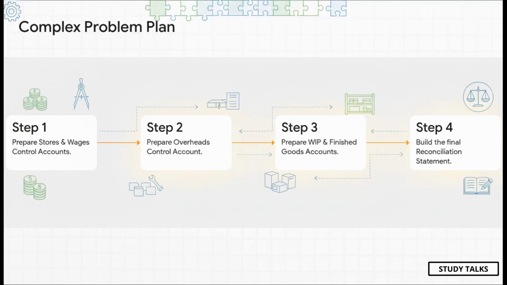You know, for those really big, comprehensive problems, reconciliation is the last step of the marathon. You have to build up to it by preparing all the control accounts first. In your store's ledger account, always look out for material returns. For the wages control account, the most common trap is not splitting the direct and indirect labor correctly. And the works overhead account is where you'll find that all-important over or under absorption figure. Get these building blocks right, and the final reconciliation statement is just a simple case of putting the numbers in the right places.